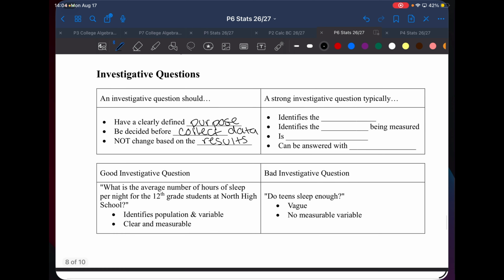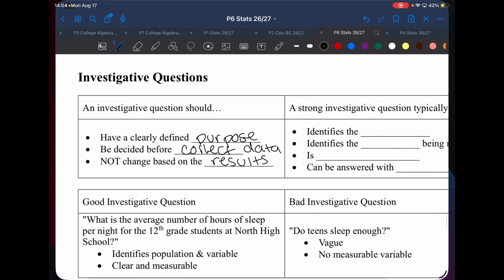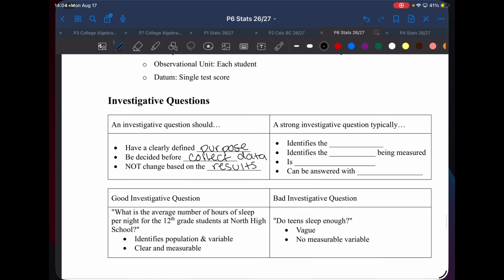And it should not be changed based on the results that you get. Okay, so what do you think this sounds like? And a hypothesis. Good. An investigative question is a type of hypothesis. So when you defined your hypothesis, once you collect your data, if your data is not proving the conclusion you wanted, do you go back and change your hypothesis? No. So that's what they're saying. You don't go back and change based on any results you get.